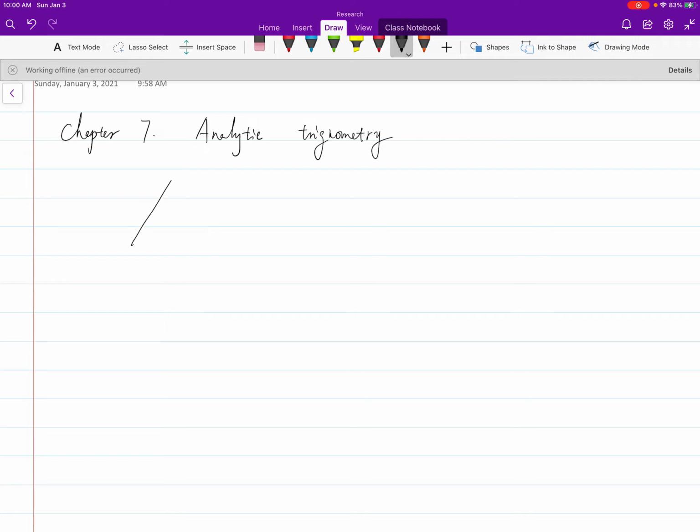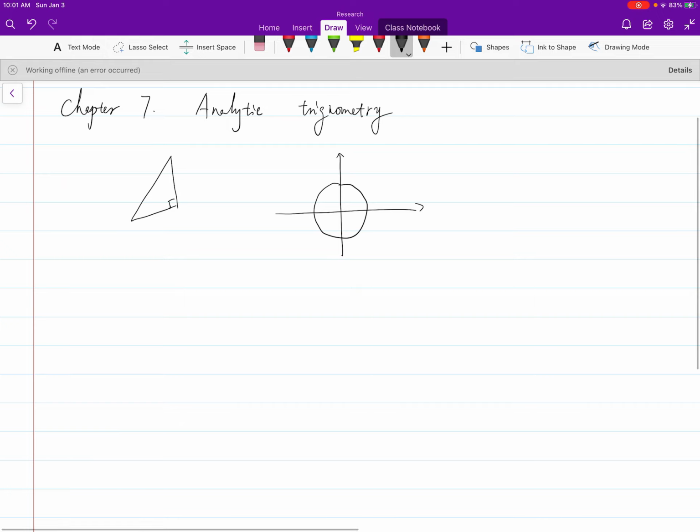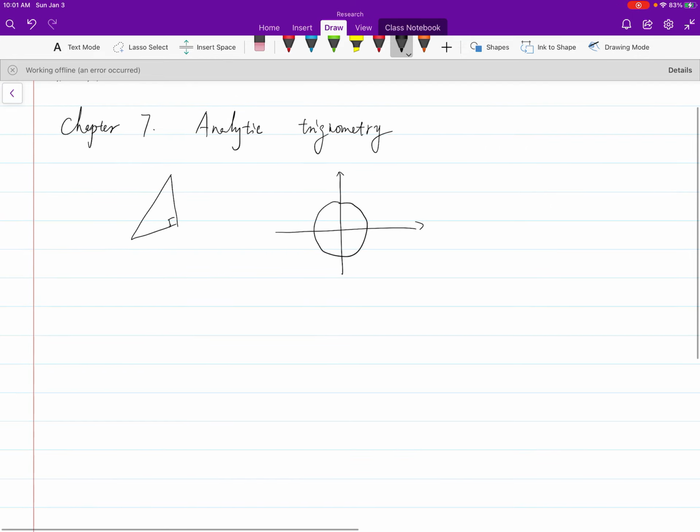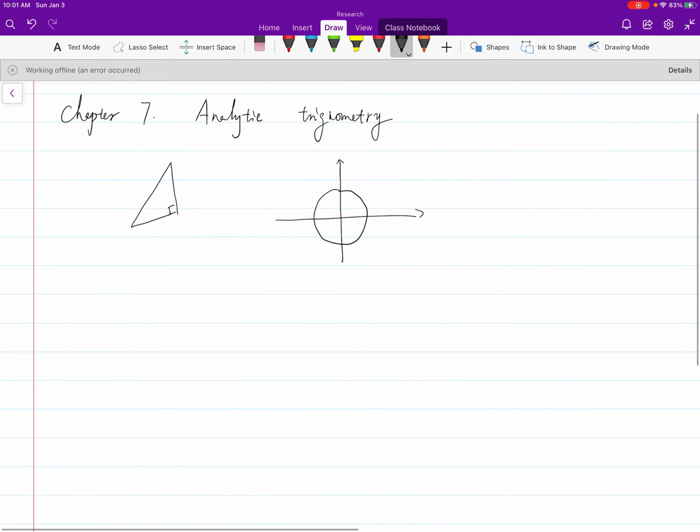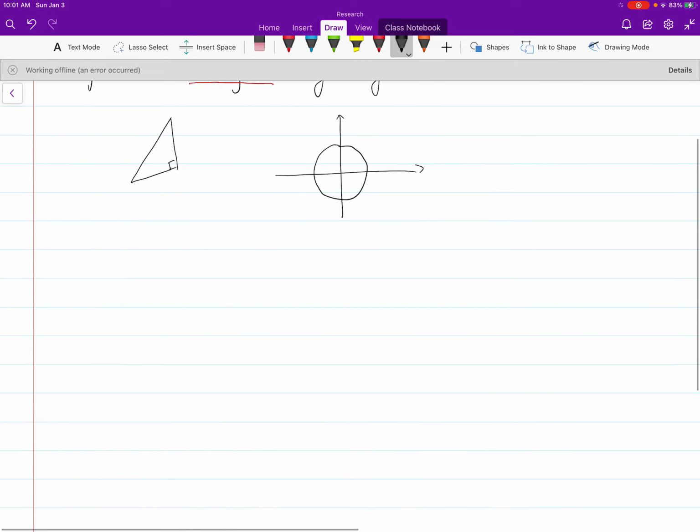All right, we finished everything about the basic setup of trigonometries. In chapter 5, we did it in right triangles, and then in chapter 6, we did it in terms of the unit circle. So now we are very familiar with how to transform from numbers and angles to trigonometry values. The next job is something called analytic trigonometry.